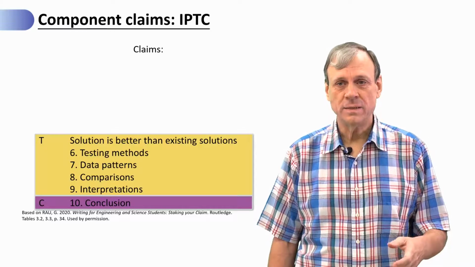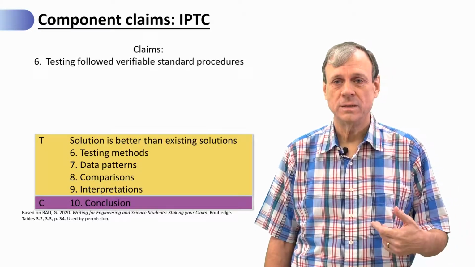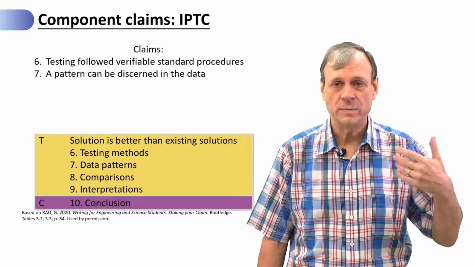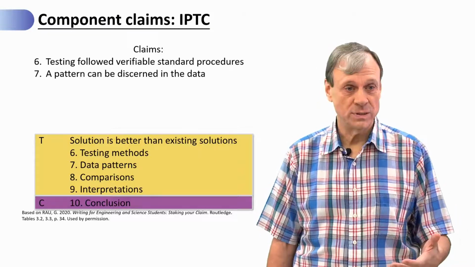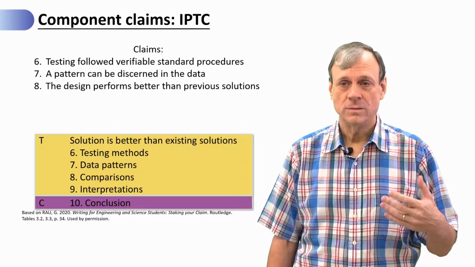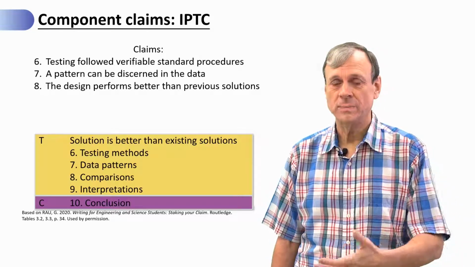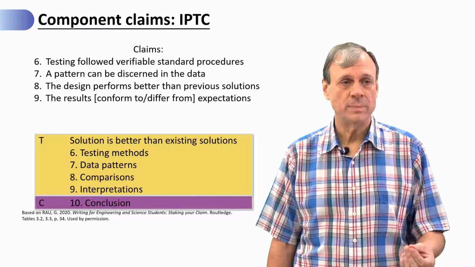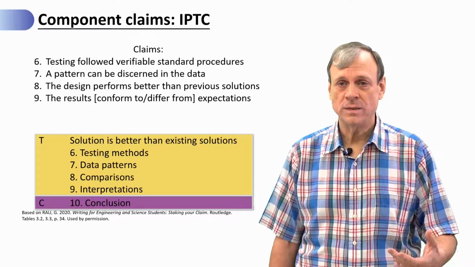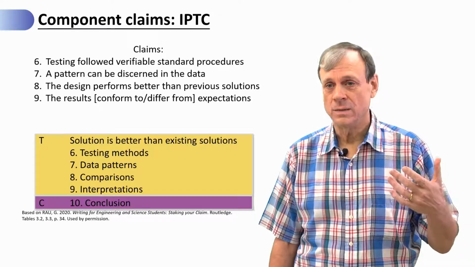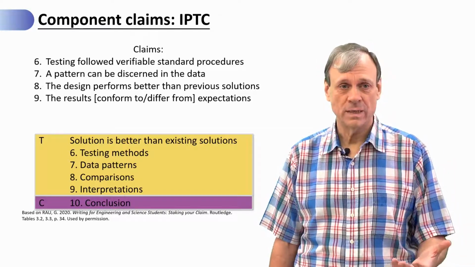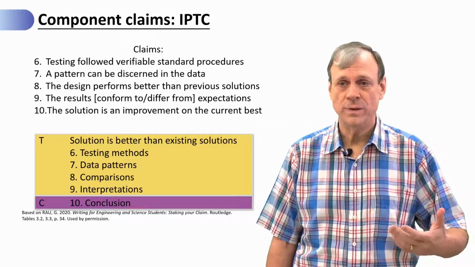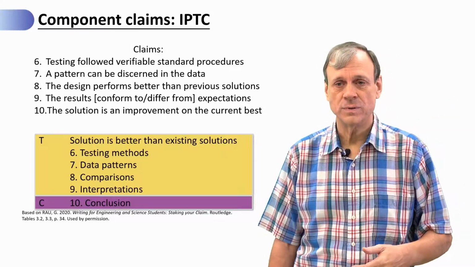When we move to the testing division, we find the testing methods, because the testing followed a verifiable standard procedure, and that's immediately followed by the pattern that can be discerned in the data, and showing a comparison that the design performs better than previous solutions. Interpretation may or may not be present in engineering, but if it is present, it will show that the designs either conform to or differ from the expectations. And finally, that the solution is an improvement on the current best, again referring back to the research goal.